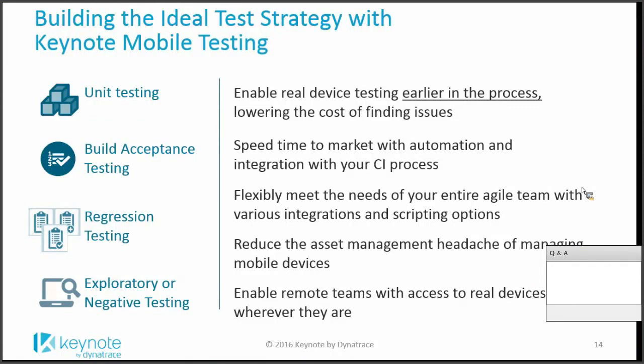So with that, just in summary, basically what Keynote mobile testing enables you to do is to, 1, enable real device testing much earlier in the process, so that lowers the cost of finding issues. It enables you to speed time to market because you can automate, you can integrate with your CI process, you can automatically kick off tests every time you have a build. It enables you also to flexibly meet the scripting needs of your team, because we have lots of different scripting options. We also have lots of different integrations with other tool sets that you may be familiar with. It helps you reduce the headache of managing all these devices sitting around, and then also enables remote teams with access to real devices so that they can be a part of the whole mobile testing process.